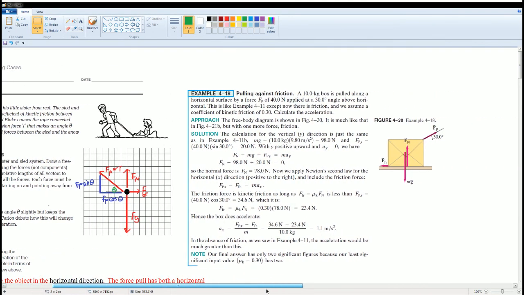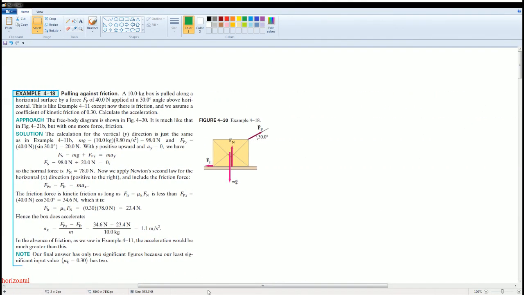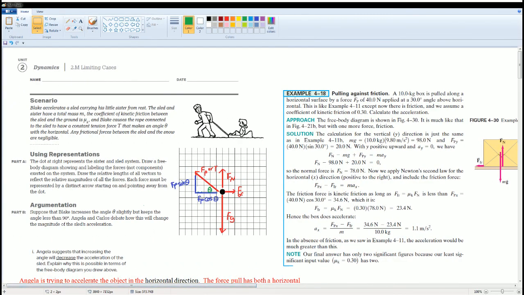If you would like notes on here, there you go. And that's it. That is your 2.m solution.